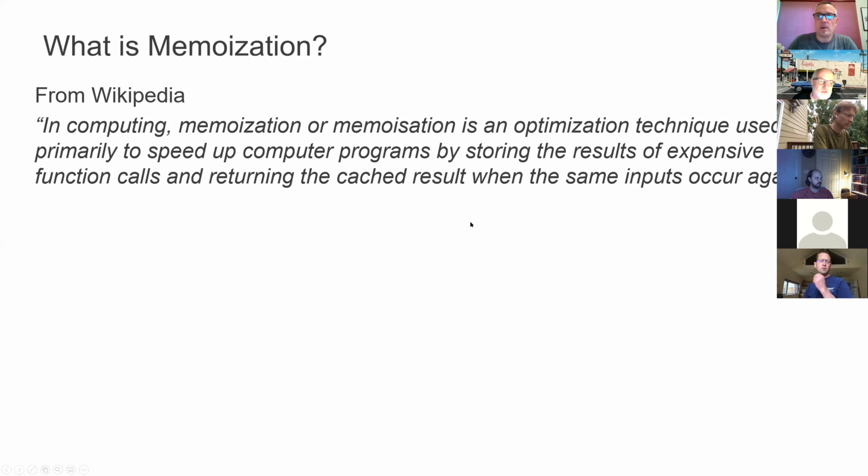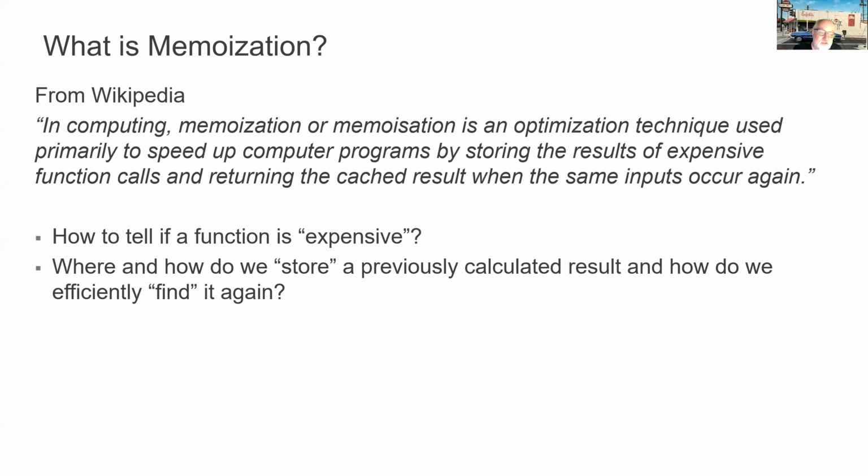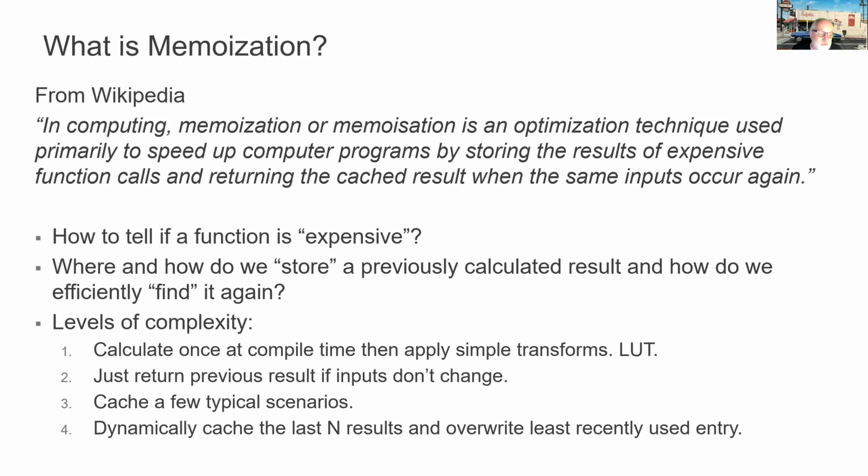Okay, so what is it, right? In Wikipedia, memoization in computing is an optimization technique used to speed up computer programs by storing the result of expensive function calls and returning the cached result when the same inputs occur again. So now how do we tell if a function is expensive? Where and how do we store a previously calculated result, and how do we efficiently find it again?